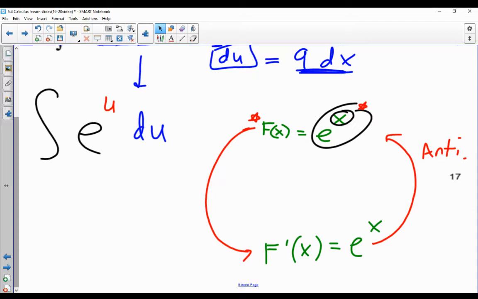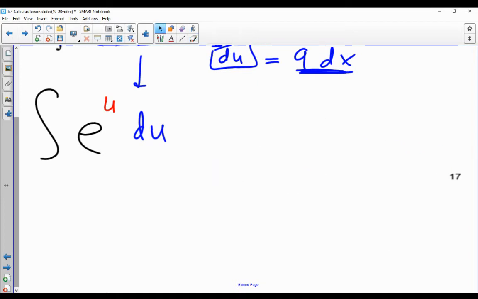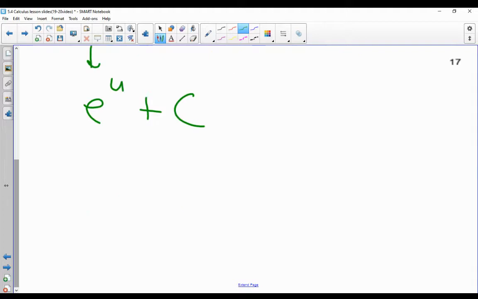The same way would work in the opposite direction. It's its own derivative, and it's its own antiderivative. So in other words, the antiderivative of e to the u is just e to the u. And then, of course, your plus c. I kid you not, that's actually how it works.